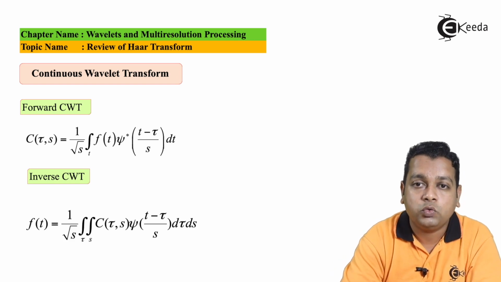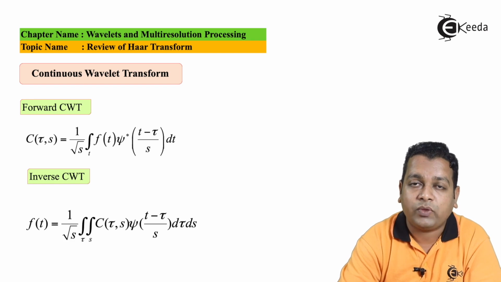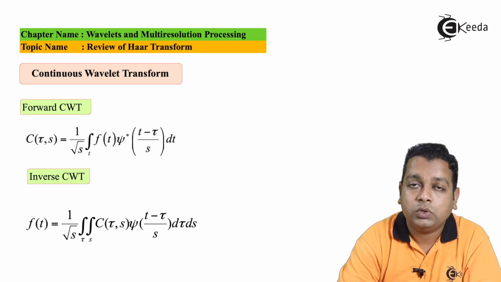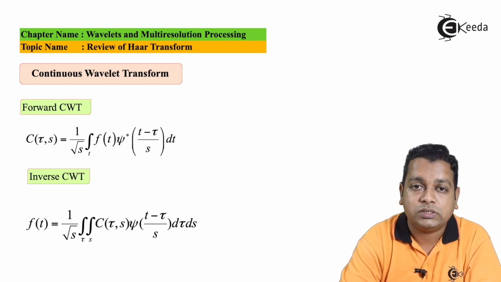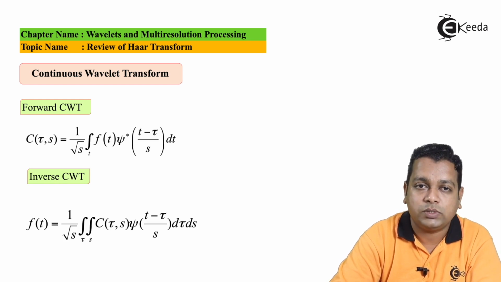So here the two parameters tau and s we find here. Scaling and translation are actually the things with the help of which the wavelet transformation works here. In the continuous type, the memory requirement is very high. A very high amount of coefficients can be computed in this particular version of wavelet transformation.